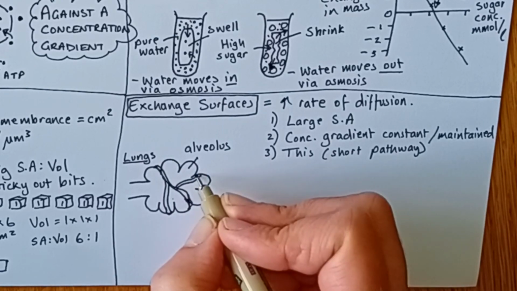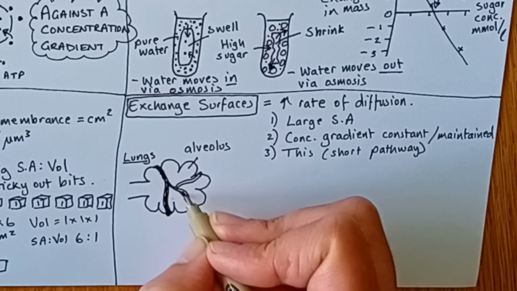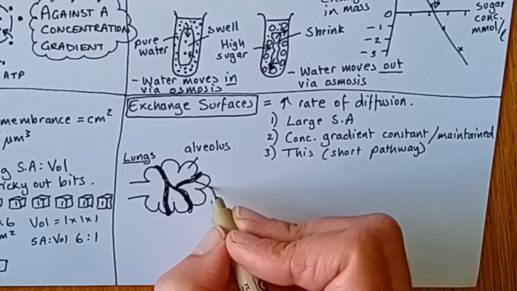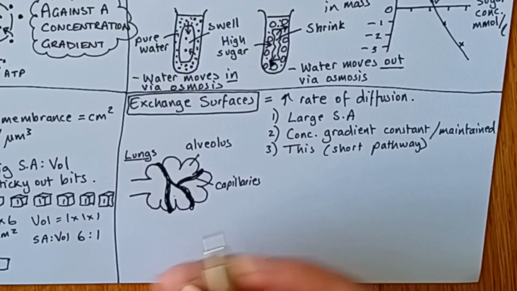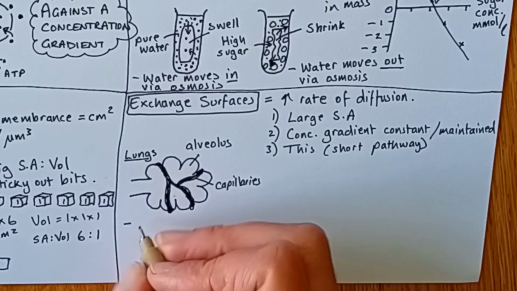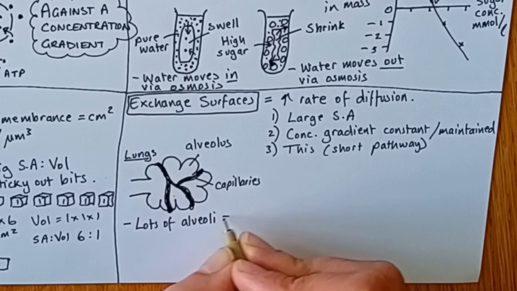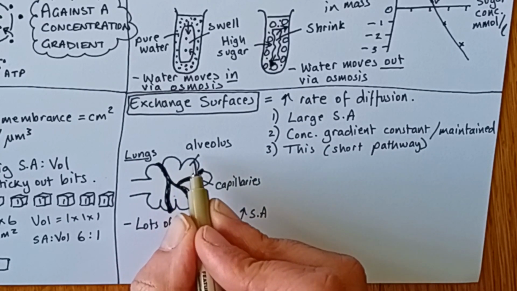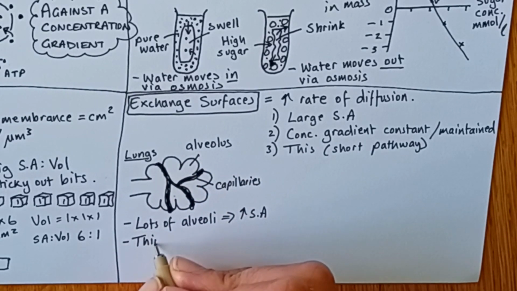So these are a bit rubbish, sorry about that. So these are the capillaries. Remember, capillaries are only one cell thick themselves. Because there's lots of single alveoli instead of one big one, they have a large surface area. And because the alveoli have only got thin walls and the capillaries have only got thin walls, there's only a short distance.